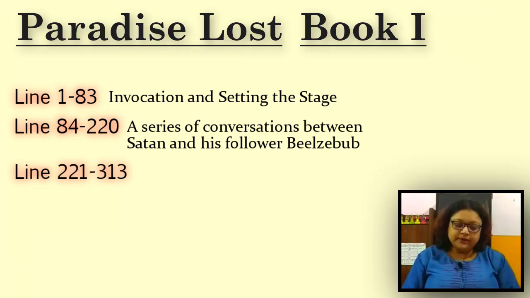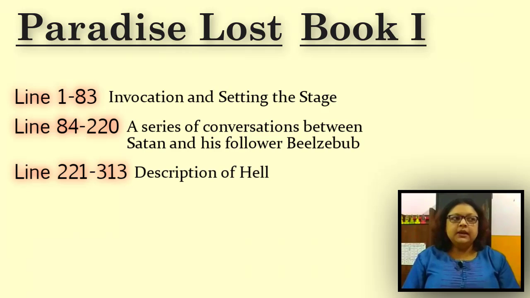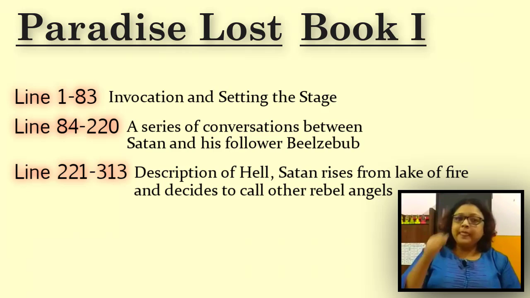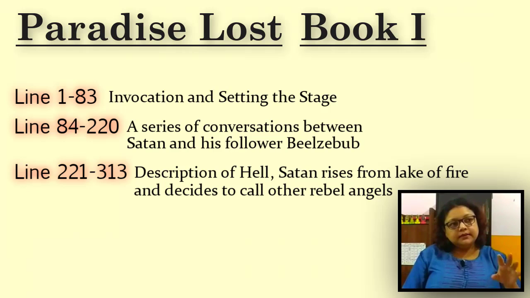Line 221 to 313 is about an elaborate description of hell, how Satan rose from that lake of fire in which he was thrown down from heaven, how he stood on hell, how he decides to call his other companions, because when God threw Satan down, he did not throw Satan alone. He sent all his rebel angels down. Whoever partied with Satan, whoever grouped with Satan were thrown down to hell. So third part is about that alliance growing and how Satan decides to call those angels up from that lake of fire and rebuild their courage. It shows Satan as a leader here.